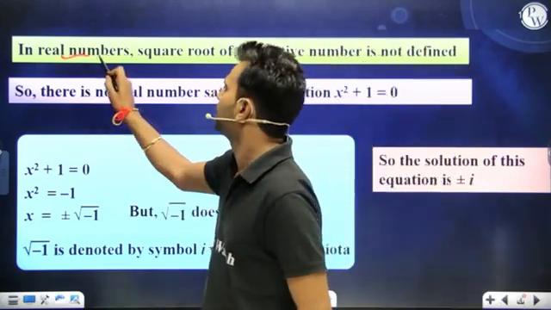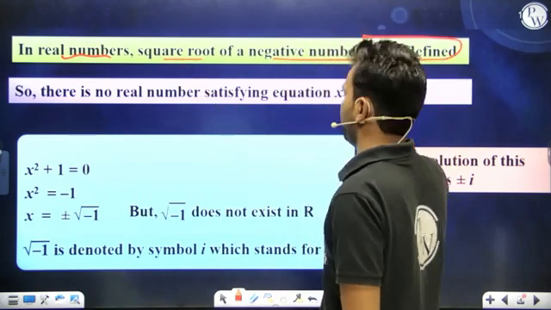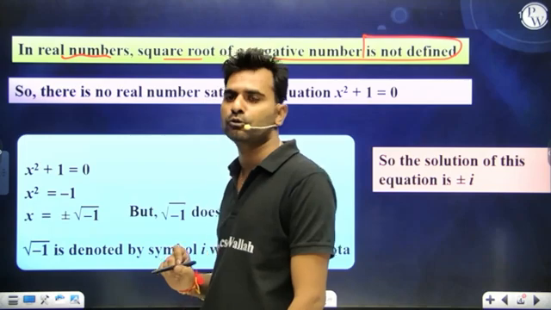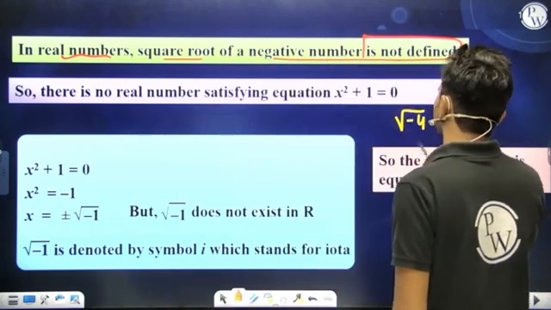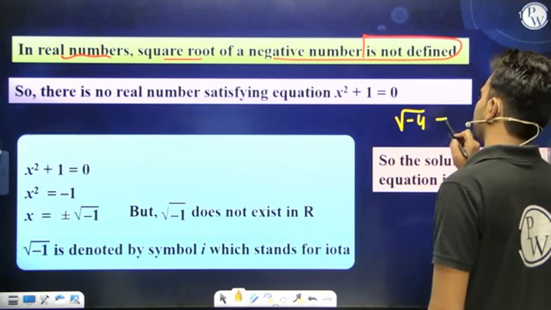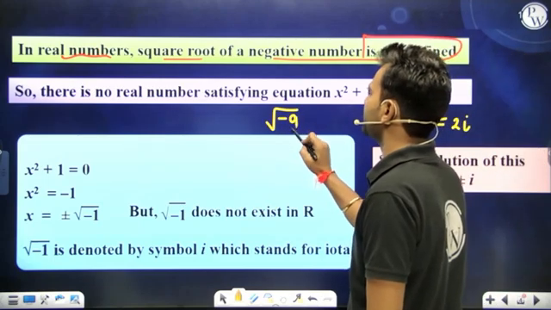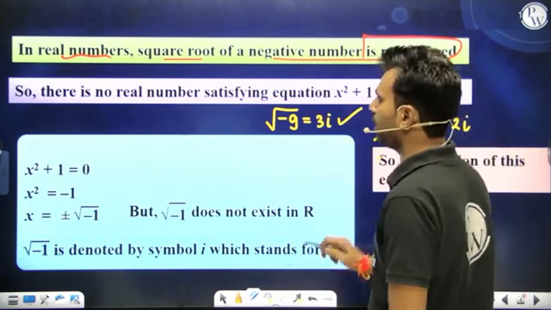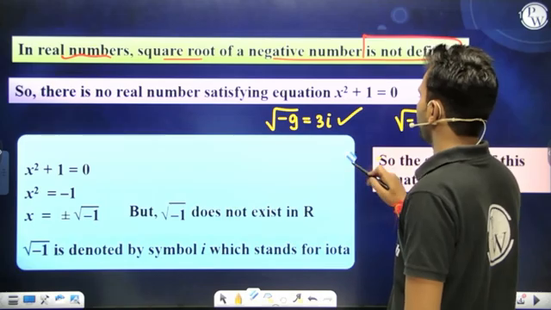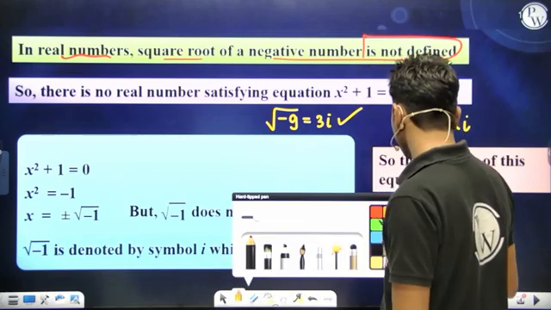In real numbers, we have noticed one thing, that the square root of a negative number is not defined because that number always comes out to be an imaginary number. If I talk about under root minus 4, this is not a real number. This is an imaginary number. Rather, it is written as 2 iota. If I talk about under root of minus 9, this is 3 iota. Yes or no? These are not real numbers. So there is no real number satisfying this particular equation as well. Yes or no, everyone?